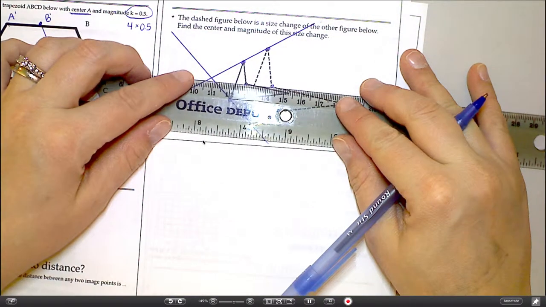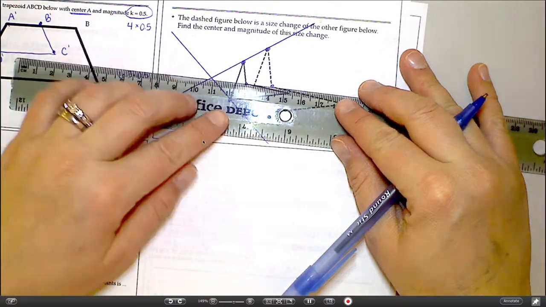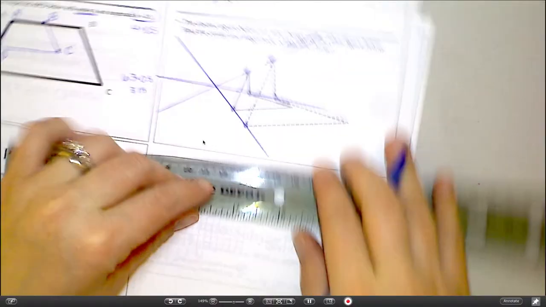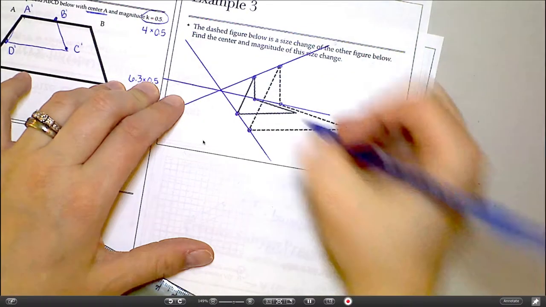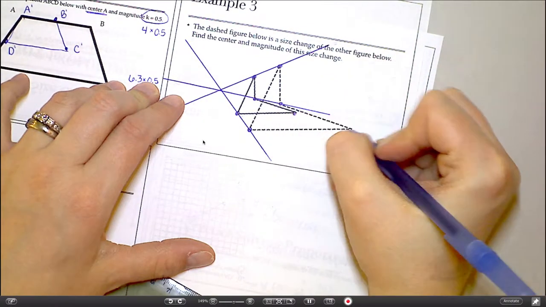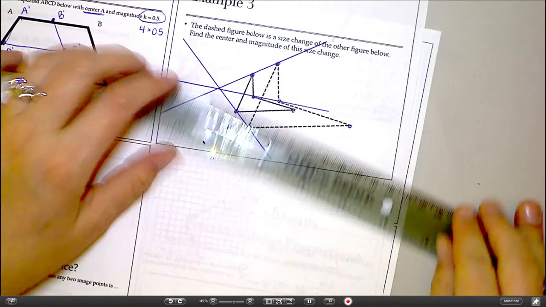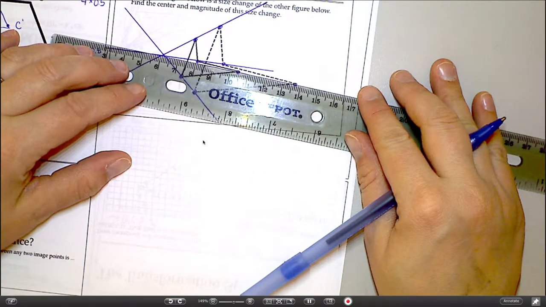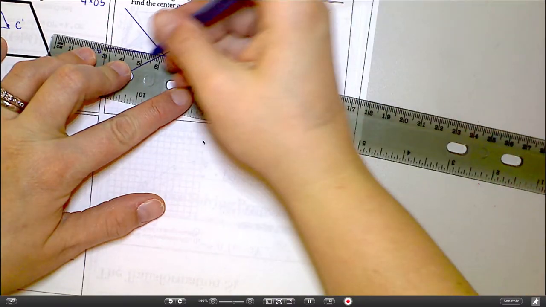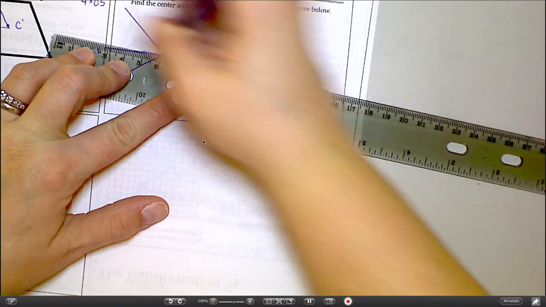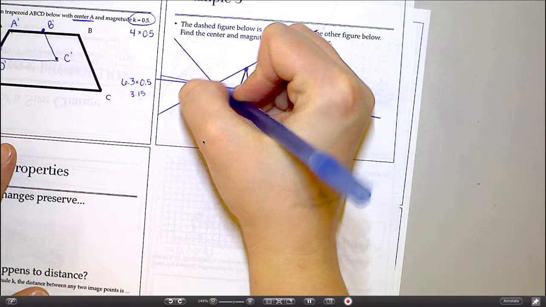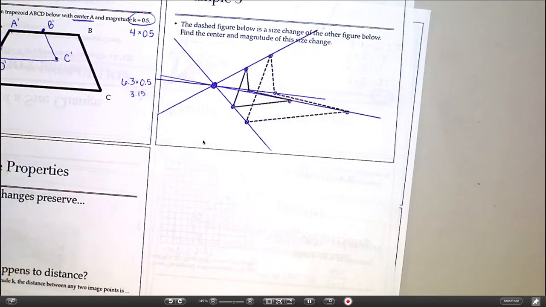Connect these two. It should be like there. And then, which other two do I have? These two. It should be like, this one's a little bit off. There. Okay. So then you can see this spot where they all connect. That's my center.